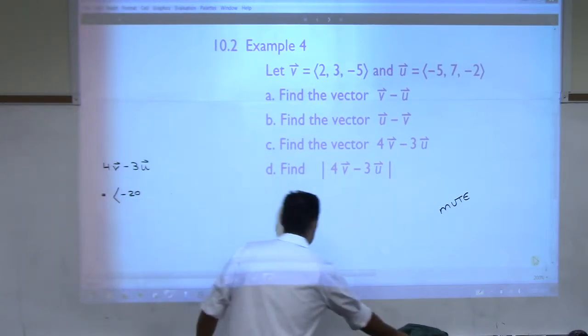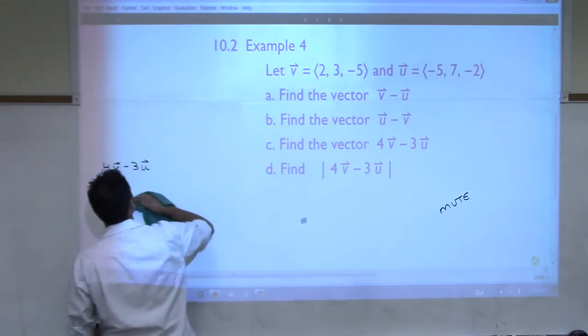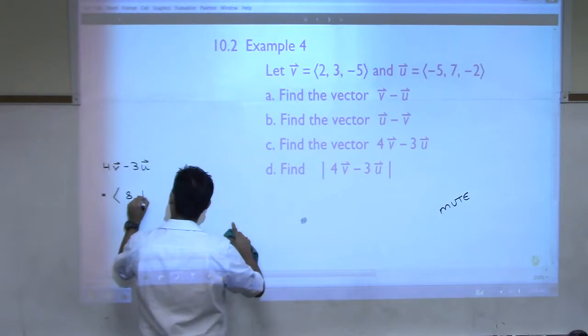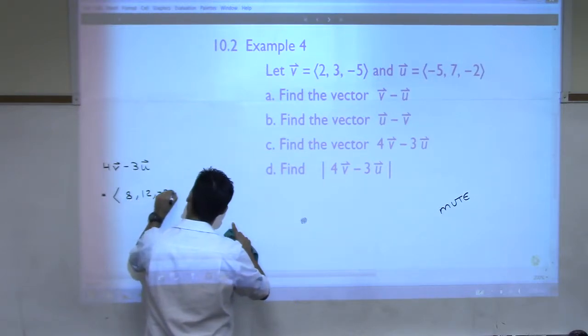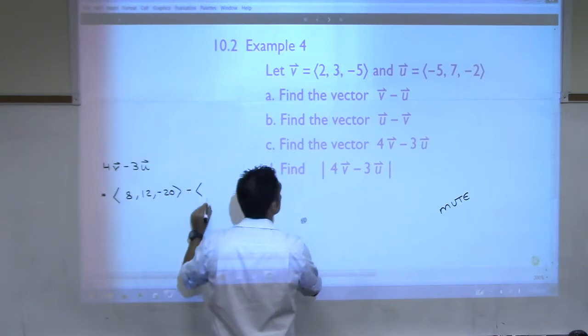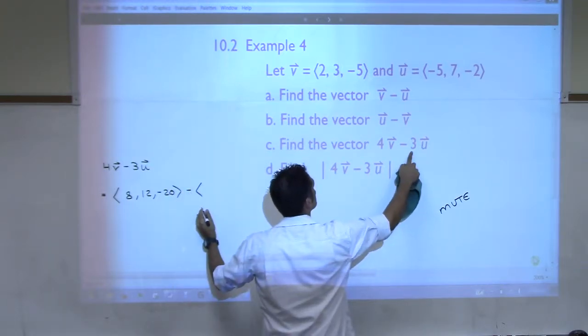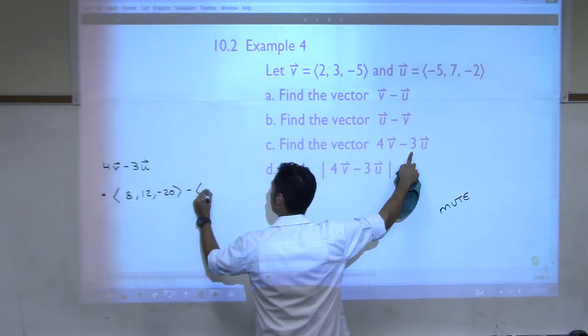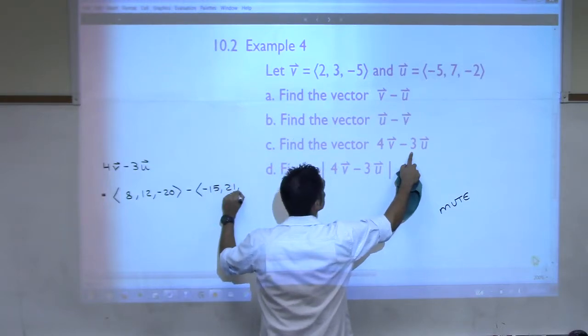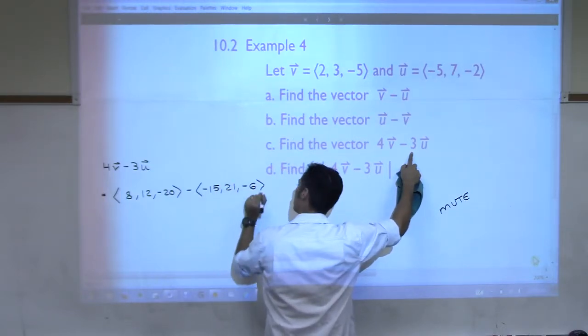Oh, oops, got them wrong. 4v. 8. Yeah. And then you take the second one. Still checking this. I didn't like this.